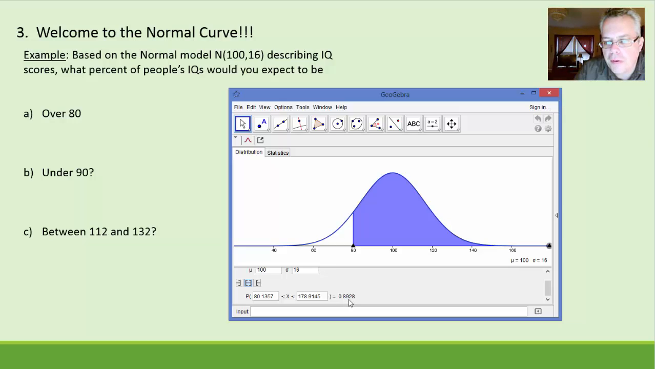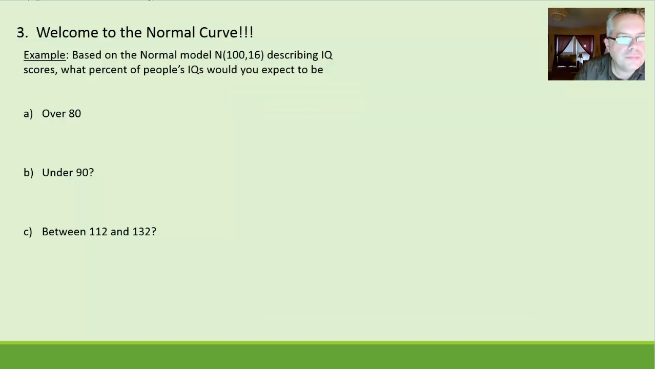This value down here I'm pointing at, 0.8928, is the percent of people who have an IQ from about 80 and above. So let me see if I can get my pen working. Come on, pen. So over 80 would be, there it is, 89%. This is kind of hard, but we'll get it working.